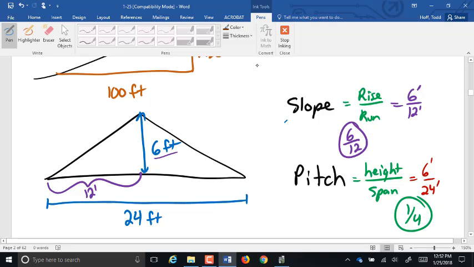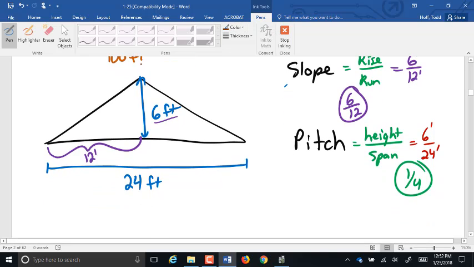Well, slope is used for building trusses. If you're building trusses, you're worried about the angle of cuts on your top chords and all your angled pieces. That 6/12 slope, when we get into our trig functions, is what we use to figure the angle of that cut. Pitch is used if you're building a traditional beam and rafter roof.